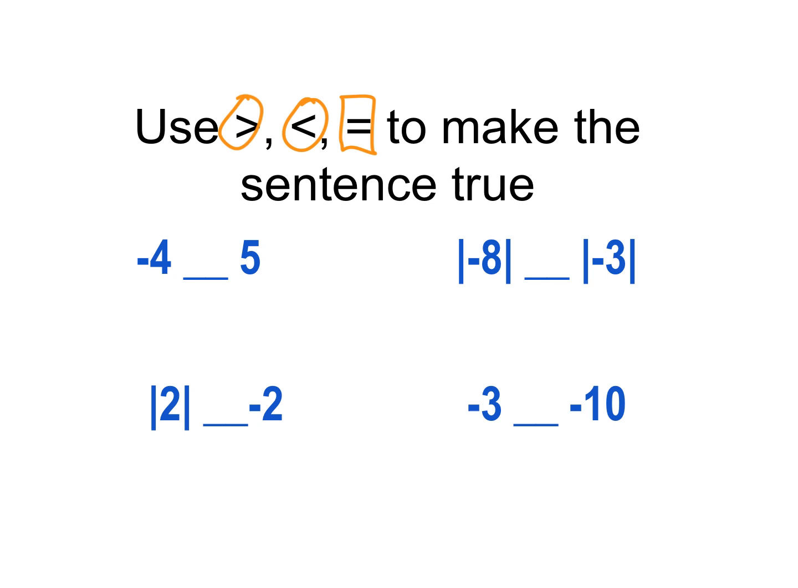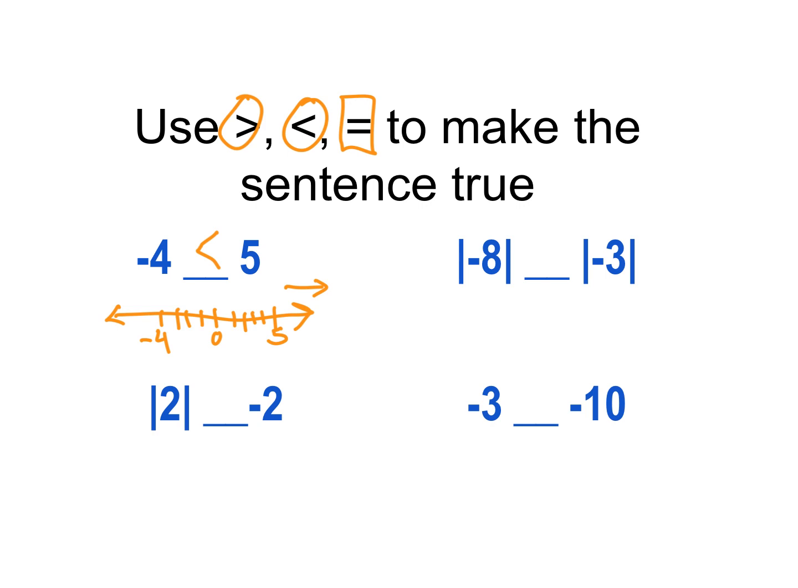So here I have a -4 and a +5. Well, no math can be done for that. I know that any positive number is always bigger than a negative number. If I need to, I can place them both on the number line. Here's -4, here's 5, and whatever number is further this way is the bigger number.